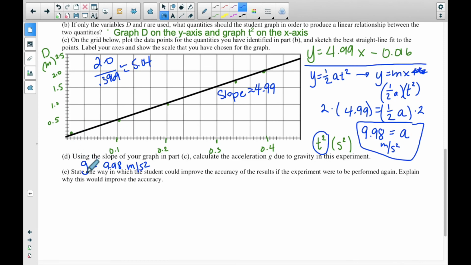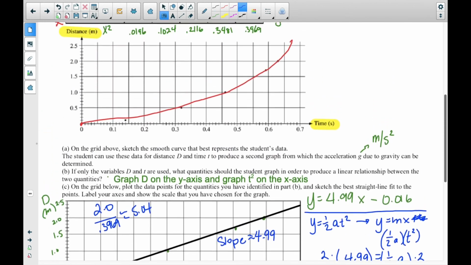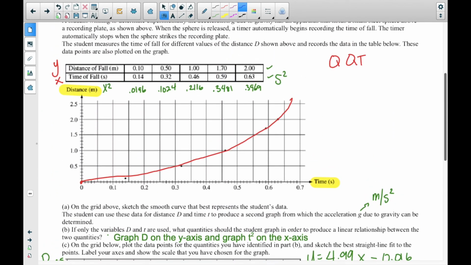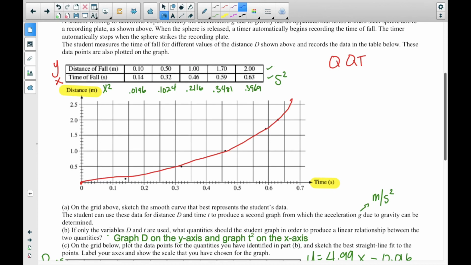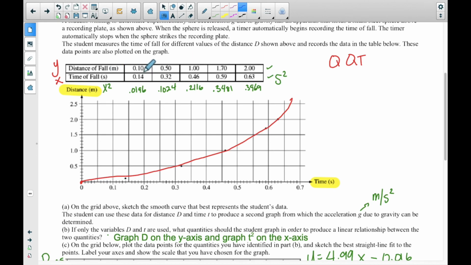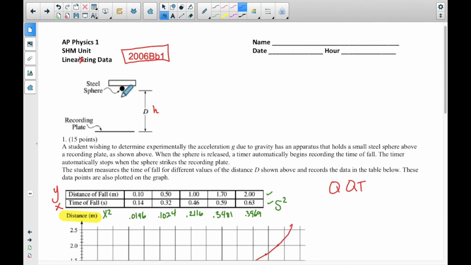Now, the last part on this test says, state one way in which the student could improve the accuracy of the results if the experiment were to be performed again. Explain why this would improve the accuracy. So, you just would have to find one thing that you could say that might improve the accuracy. Some things that I could think of, you could do more distances or make the distances greater, because the greater this distance is, the more accurate it's going to be, the less room for mistakes, right?